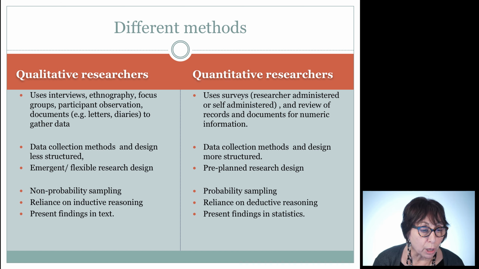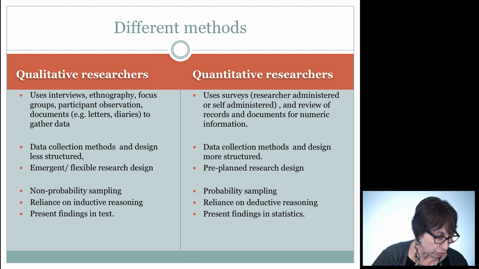Qualitative researchers use non-probability sampling. There are many kinds of non-probability sampling, but the point is they are not trying to generalize to a larger population, so they don't use probability statistics. They have other goals. While quantitative researchers usually do want to generalize back to a population, so they use probability sampling. With qualitative researchers, there is a reliance on inductive reasoning, while with quantitative researchers, there's a reliance on deductive reasoning. Qualitative researchers will typically present their findings in text, while quantitative researchers typically present their findings in statistics.